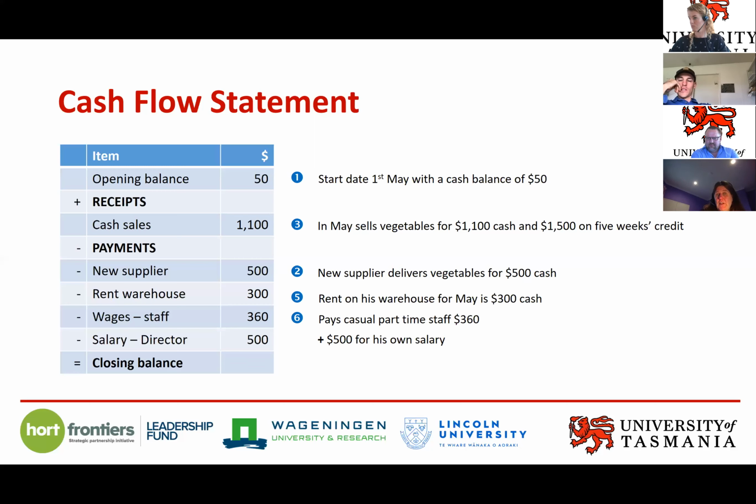Minus the 500, the 300, the 360, and the 500. So that's 1,660 in total. Gives him a closing balance of 510. So let's hope he's arranged an overdraft with the bank.